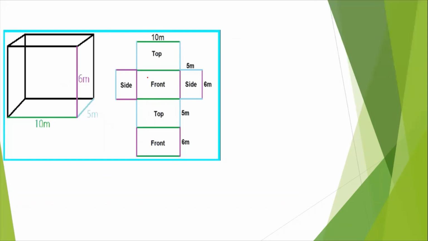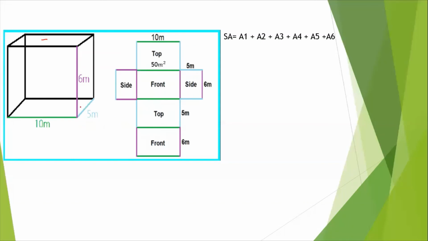For this one, we have measurements of 10 meters, 5 meters, and 6 meters. Let's start with the top part. This is 10, and the side is 5. So 10 times 5 is 50 meters squared.